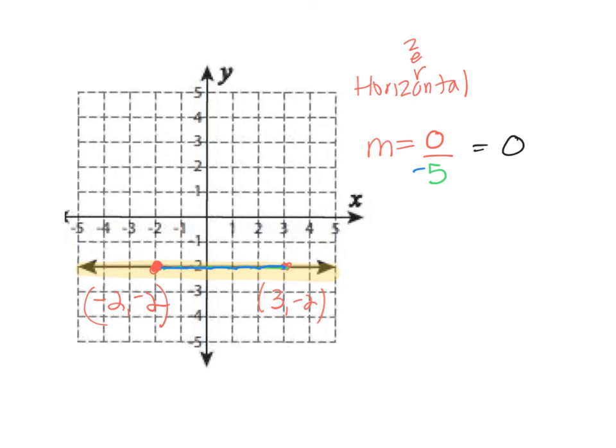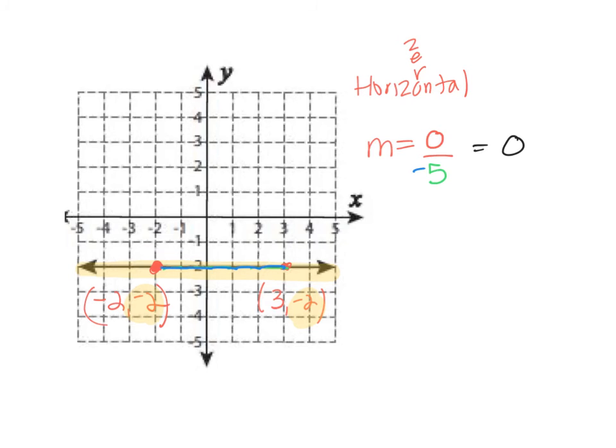We may have even noticed that at the very beginning, when we looked at those ordered pairs, do you notice that the y coordinates are the same? And so we aren't having any movement in the rise. We're not moving up or down at all.